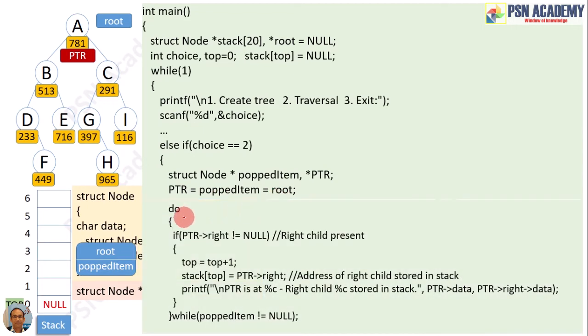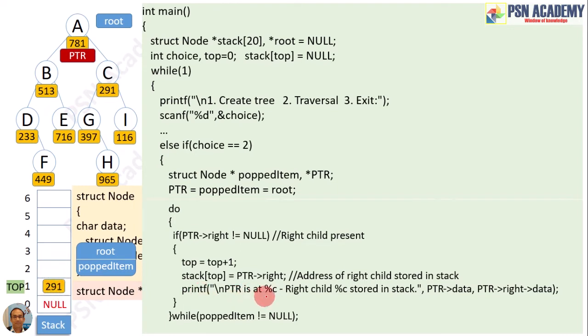Now we run a do while loop here within this while loop, and first we should check whether there is a right child there or not according to your algorithm. PTR is standing on the root at 781. Before moving towards a leftmost path according to our algorithm, we must check whether there is a right child or not. If there is a right child, that means PTR right not equal to null, you increment top by 1 and then you store the PTR's right address inside the stack top. So PTR is at 781, PTR's right address will be 291. So 291 will be stored here.